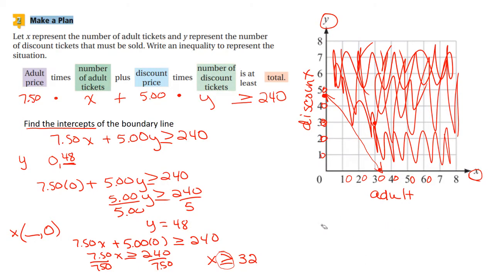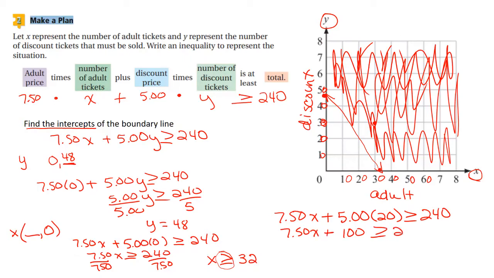Okay, let's answer this question. So if 20 discount tickets, so that's going to be our y. So 750x plus $5 times 20 tickets, it's got to be greater than 240. So now we can easily solve that. We can see that 5 times 20 is $100. So 750x plus 100 has to be greater than or equal to 240.